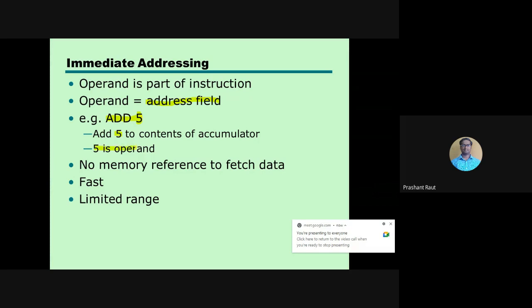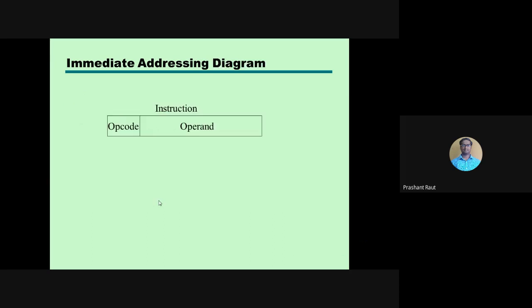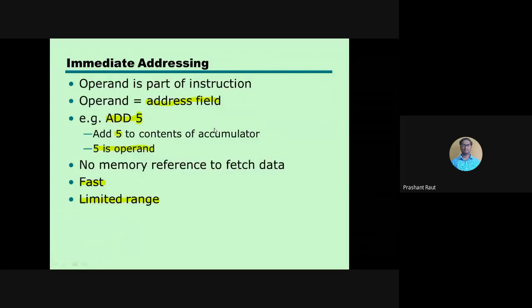So 5 is the operand. No memory references are needed to fetch data. It is very fast, but it has a very limited range. This is called immediate. Diagrammatically it is shown here. We have two fields in the instruction: first the opcode and then the operand. See here, add is the opcode and five is the operand.